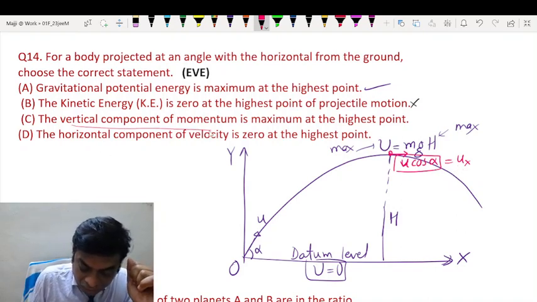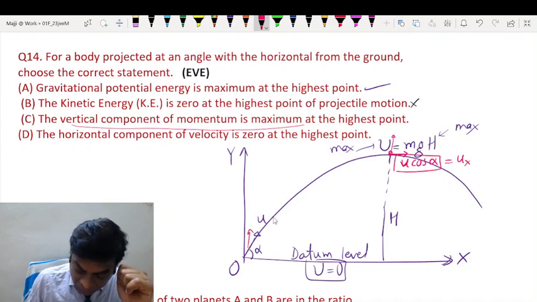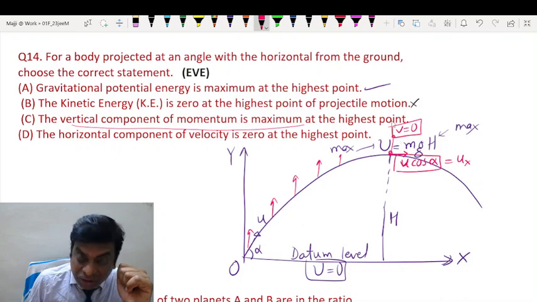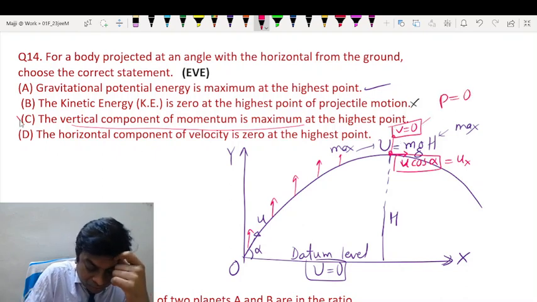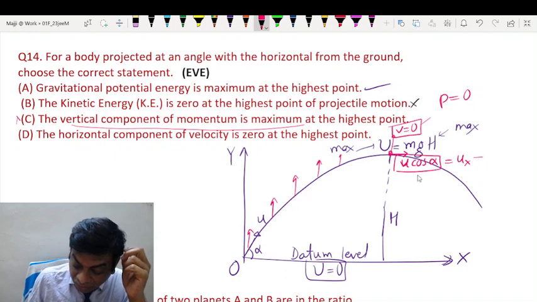Option C: the vertical component of momentum is maximum. In fact, the vertical component is zero, because the vertical component of velocity keeps decreasing as the body rises higher and higher, eventually attaining zero at the highest position. So the momentum will be zero, which is minimum. So this is also wrong. Then option D: the horizontal component of velocity is zero at the highest point. It is wrong, student, because the horizontal component never ever changes during the course of motion.